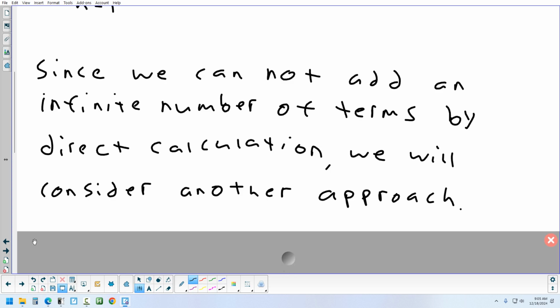So adding up an infinite amount of numbers by hand, not going to work. So we have to come up with another way to figure out what an infinite amount of numbers would add up to. We cannot directly calculate it. Is there any question why you can't directly add up an infinite amount of things? It would take a long time. You don't have enough time to do it.